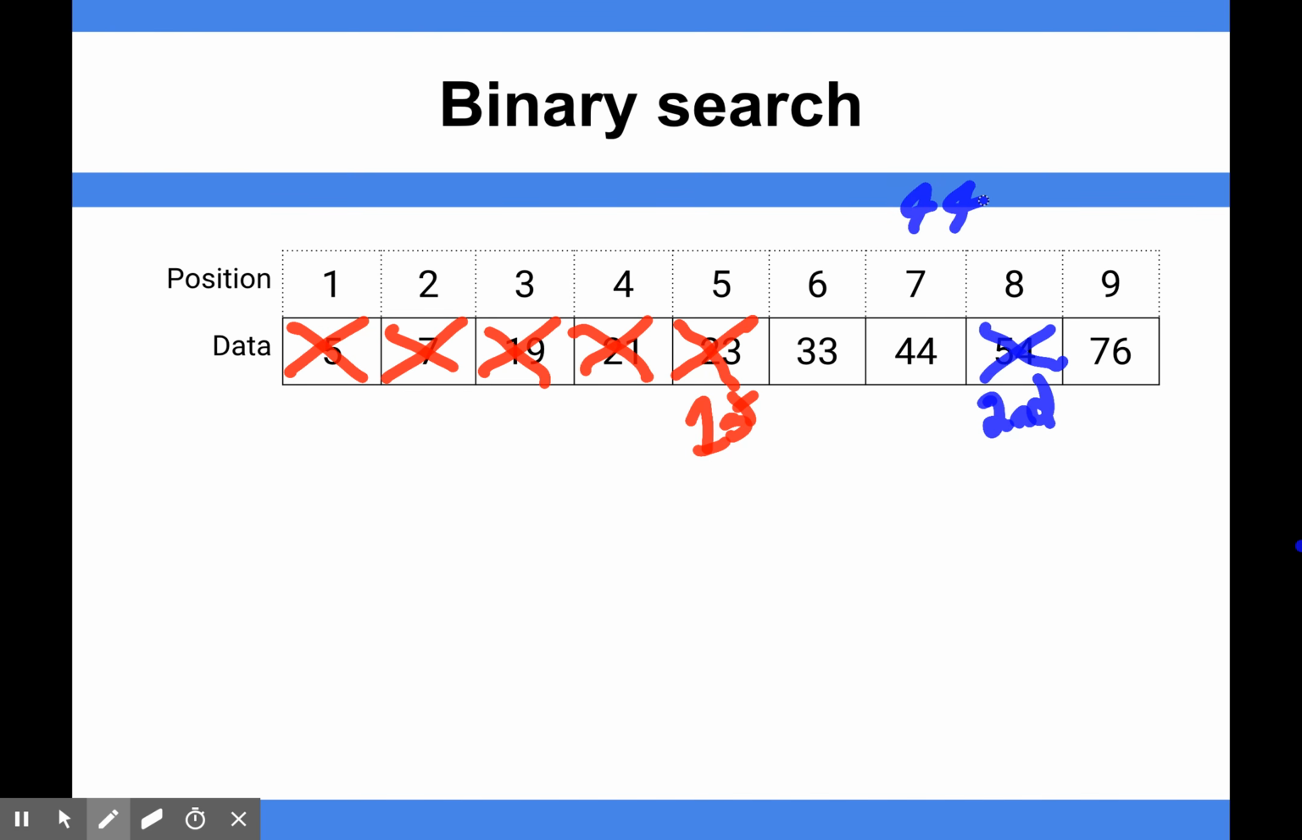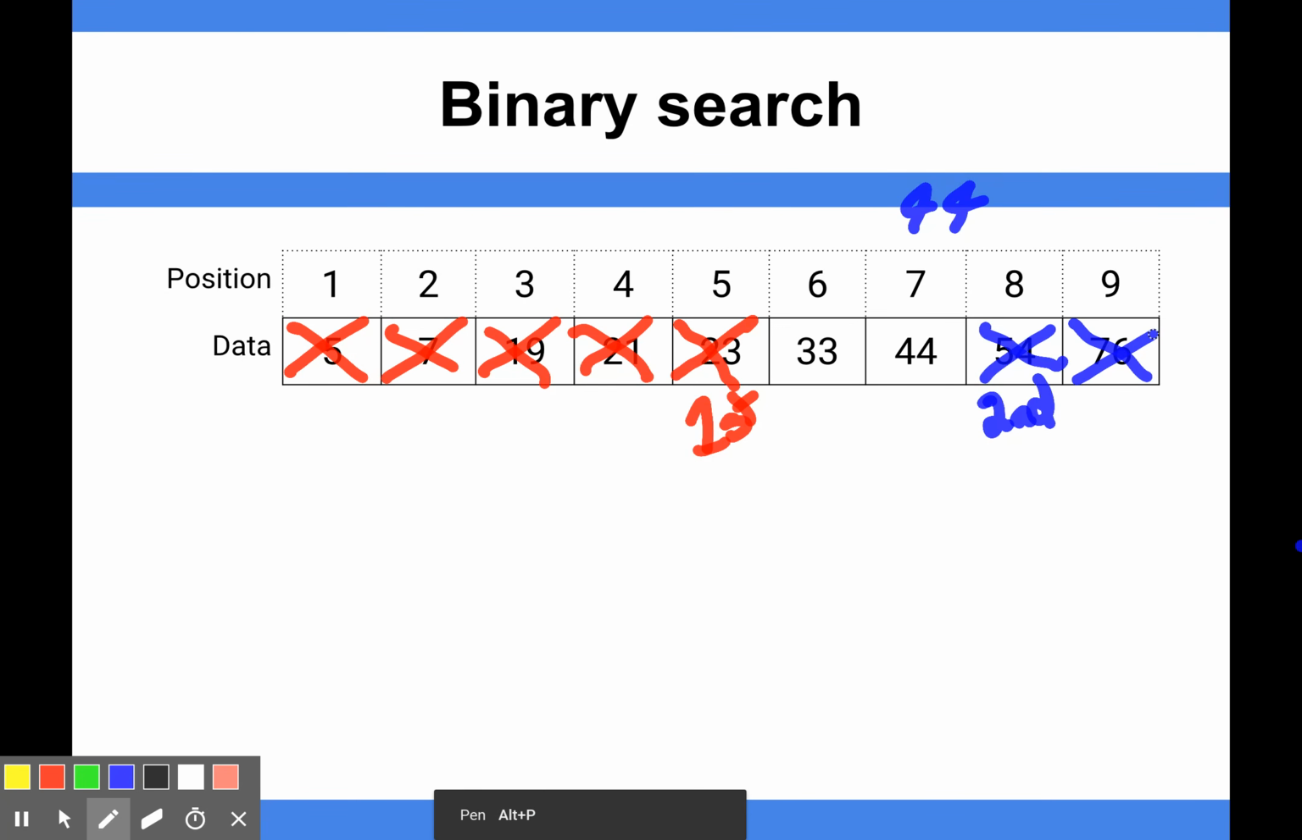I should probably write that down. I'm looking for the number 44. So it's not there, not there. Then again, I'm left with 2. Green. I'm left with 2 items.